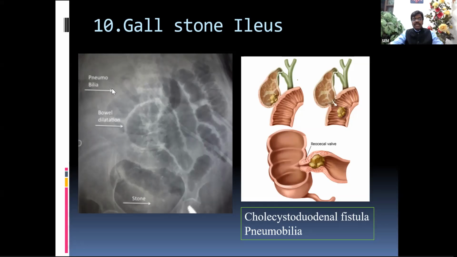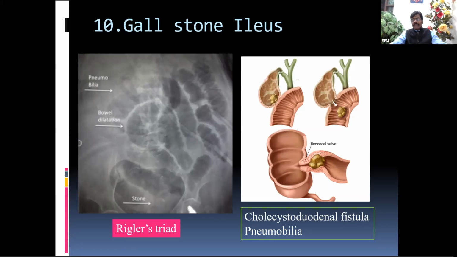And from this, the gallstone enters the duodenum. This is the distended duodenum. And all this are gaseous, obstructed small bowel. And you see faintly a shadow here. There is a gallstone in the terminal ileum. So presence of air in the biliary tree, dilated small bowel with a stone in the terminal ileum, three cardinal radiological findings, is called Rigler's triad. Rigler's triad is very, very important for you.